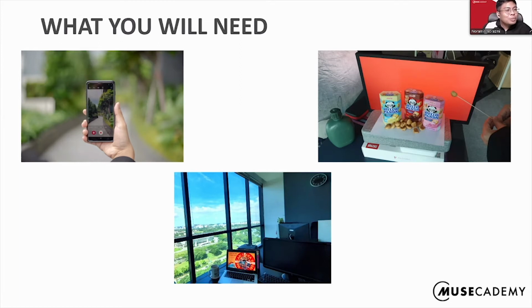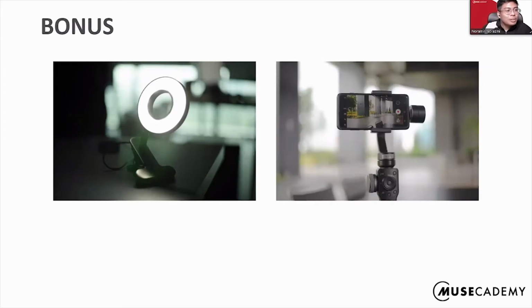You will need a smartphone, of course. You need a bright room or location to film in, and also a small set or a location that is nice that you want to shoot at. It's that simple. If you are more pro, you will have this. So let's say you have a ring light.